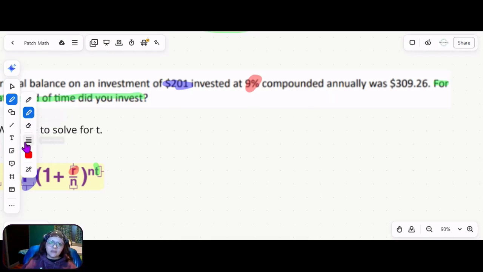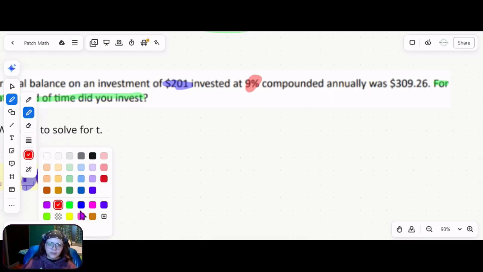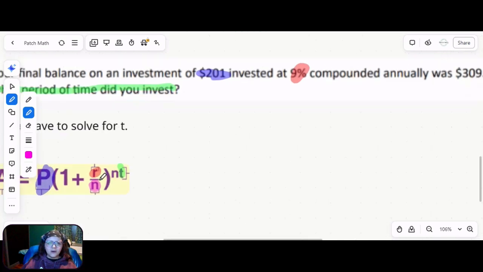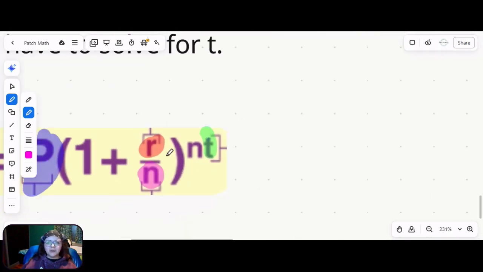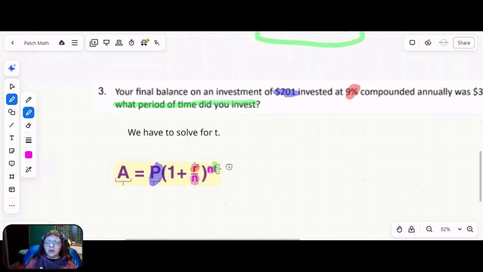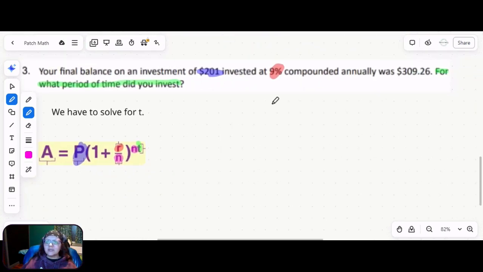All right, and then we are compounded annually. That's the best N there is. So N is how many times it's compounded per year, and that's an N of 1. The reason I say that is because it allows R over N to just become R, and it also allows N times T just to become T, making our lives just a little bit easier.